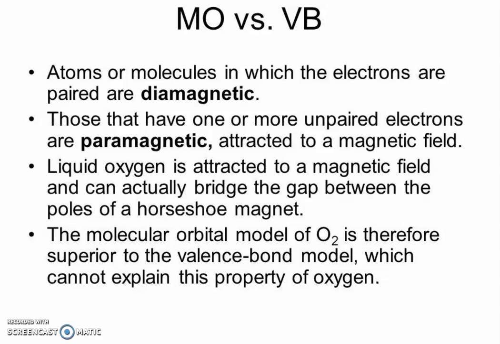Now I will discuss molecular orbital versus valence bond. You know, atoms or molecules in which the electrons are paired are diamagnetic. Those that have one or more unpaired electrons are paramagnetic, attracted to a magnetic field. Liquid oxygen is attracted to a magnetic field and can actually bridge the gap between the poles of a horseshoe magnet. The molecular orbital model of O2 is therefore superior to the valence bond model, which cannot explain these properties of oxygen.